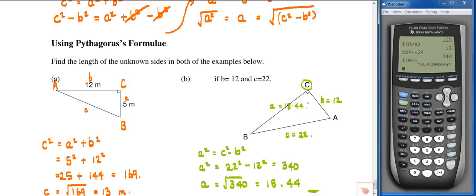Sometimes you won't always get a whole number answer. In fact, there are very few triangles that will give you the whole number answers that we found with triangle 3, 4, 5 and triangle 5, 12, 13. There are some others, perhaps that's something you could research.